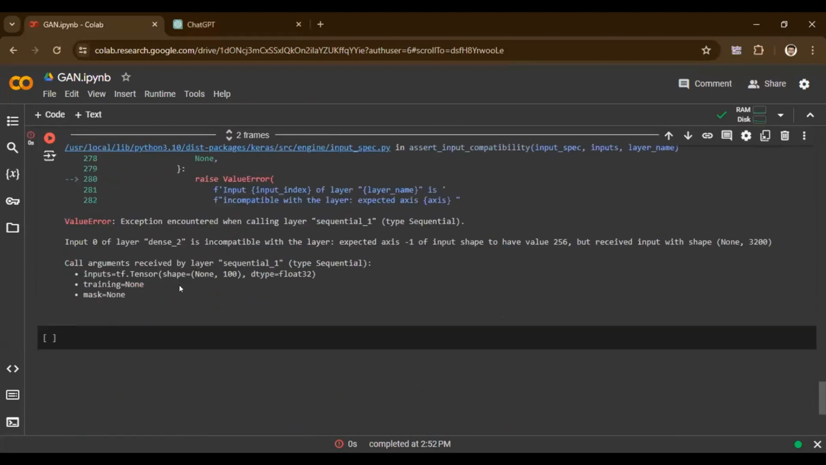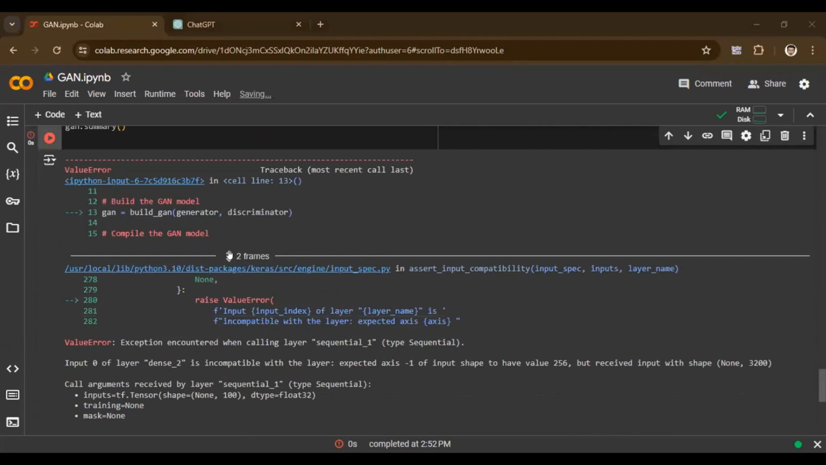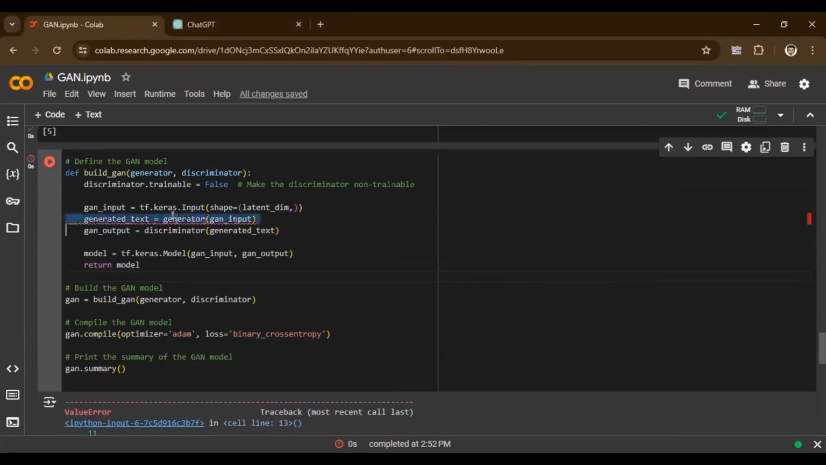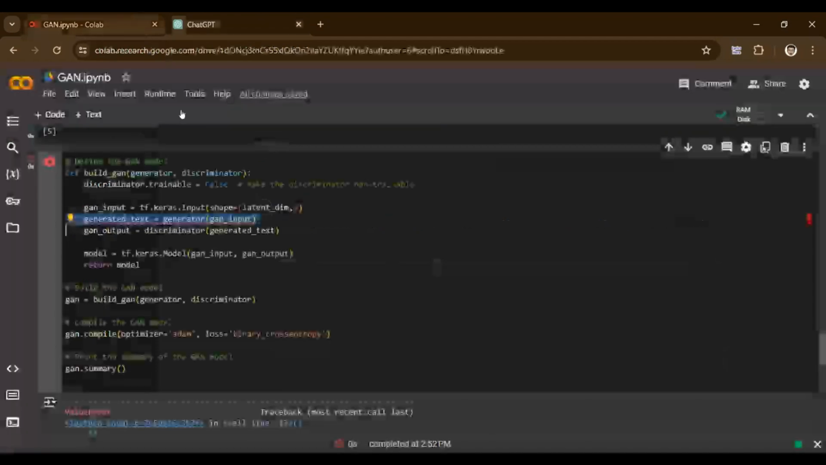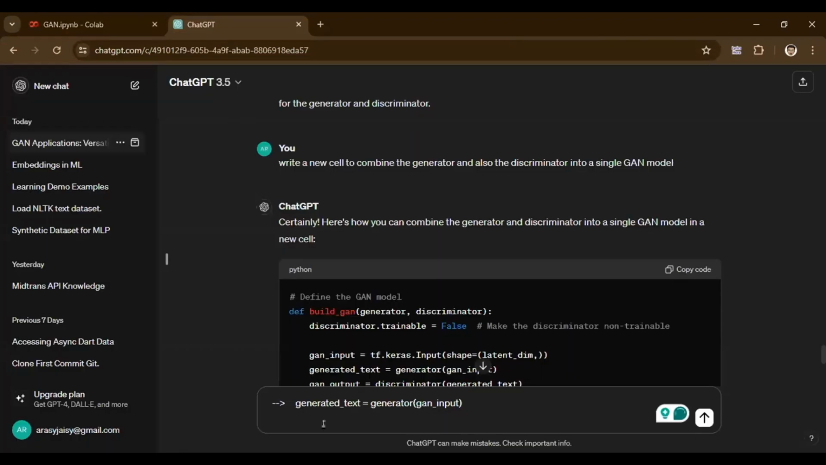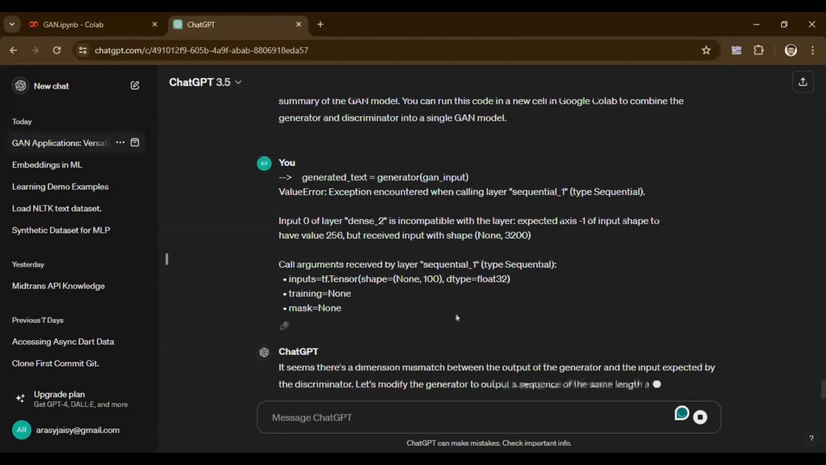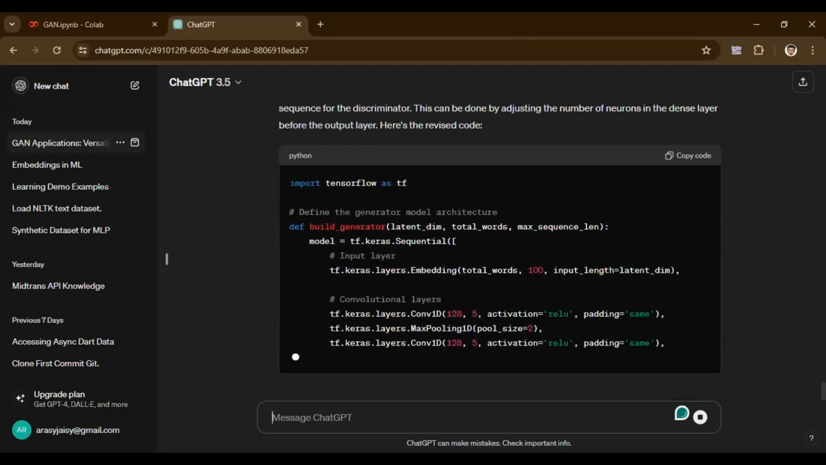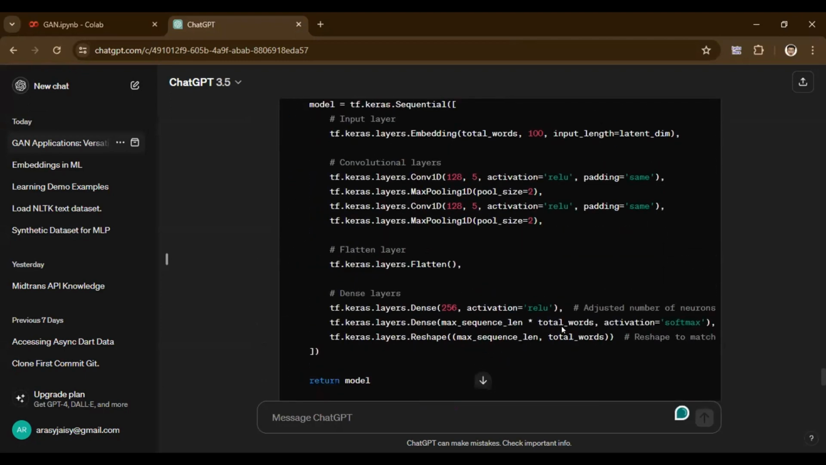Okay, errors. Let's see. There is an error with the encode with calling layer on this line. We'll give it some context on the error and also the exception message, and see if it can give us the correct code for this one.